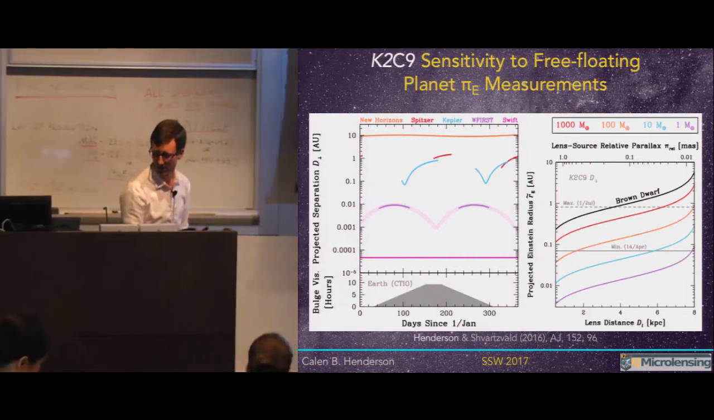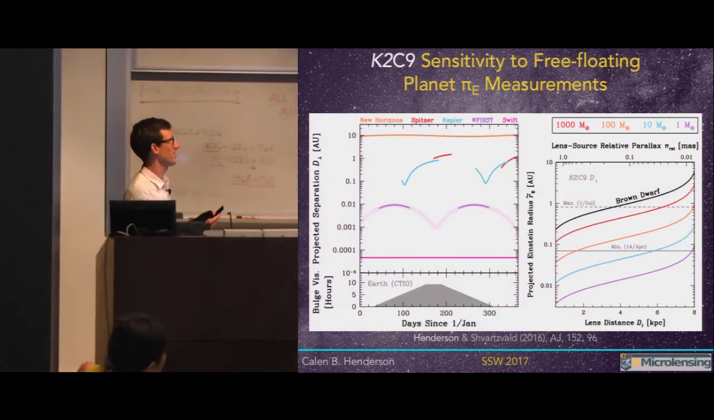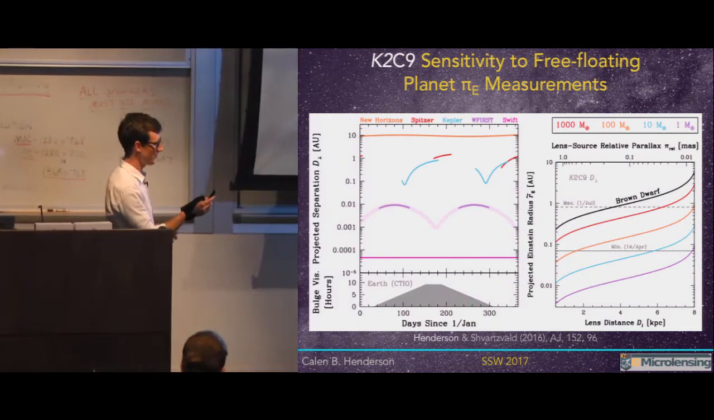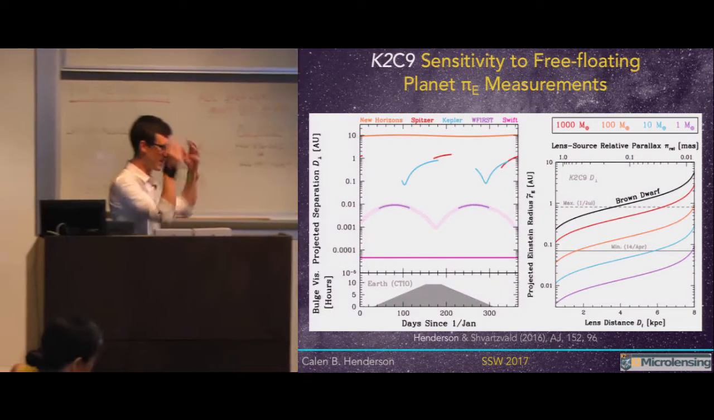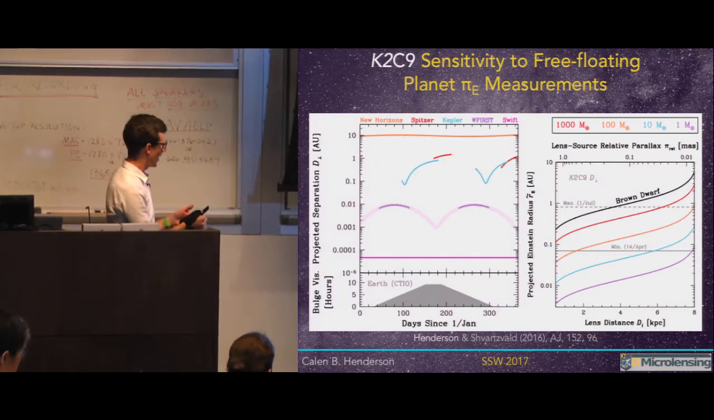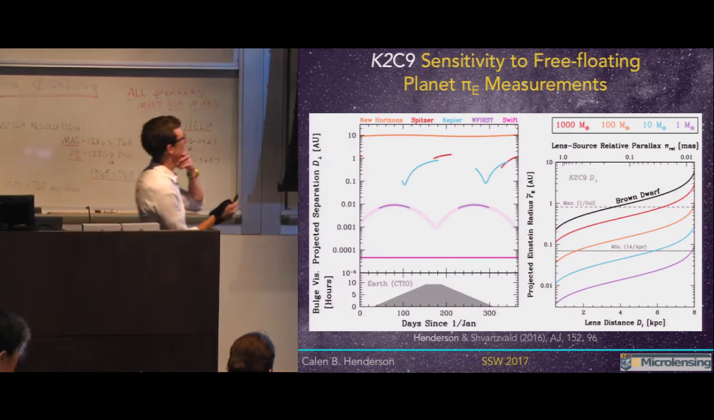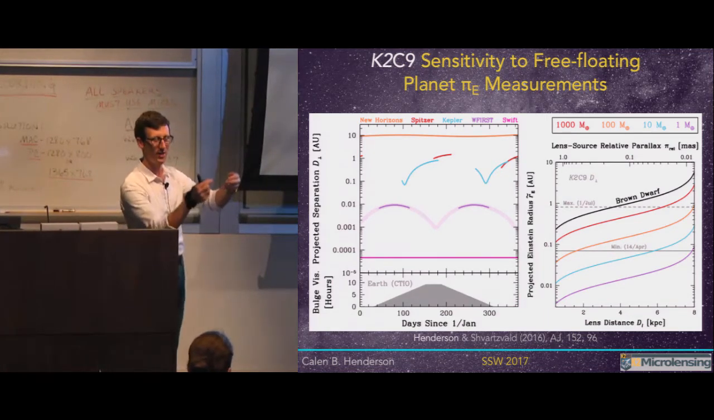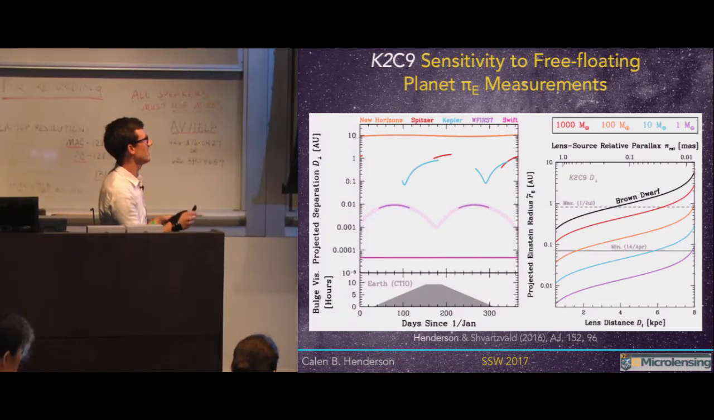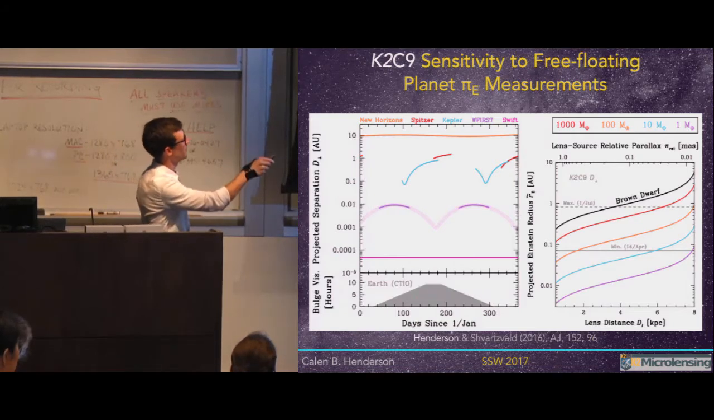So Josie and I went on to write a quick paper talking about the sensitivity of K2 Campaign 9 specifically to free-floating planets. And again, I want everybody to be thinking about the relationship of the Einstein radius on different planes. What I'm showing in the left panel here is the projected separation. So again, the plane of the sky, the separation you would see from the bulge between Earth and a given observatory. And at the very top, we have New Horizons.